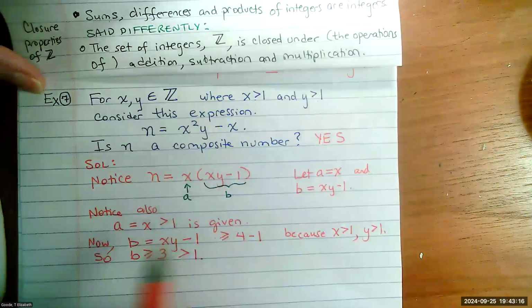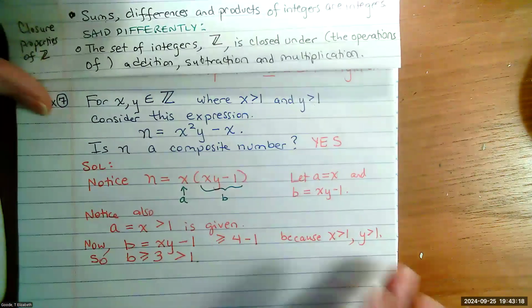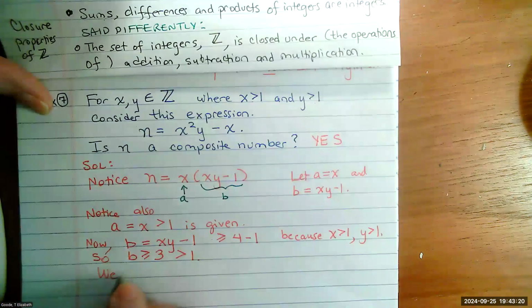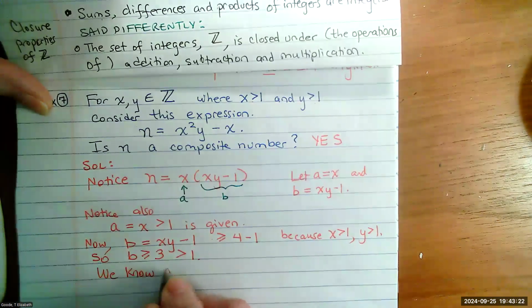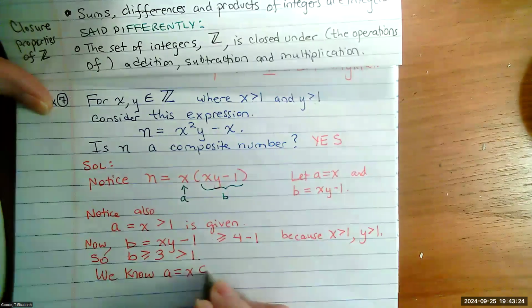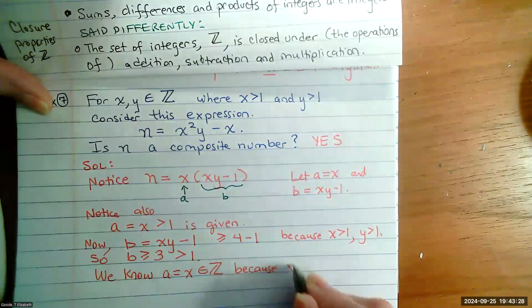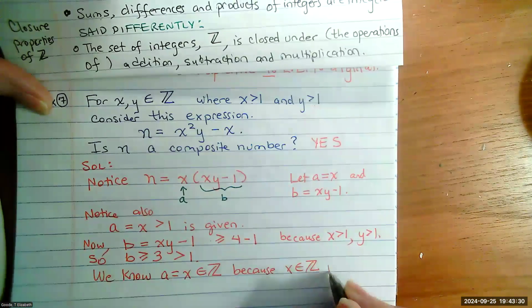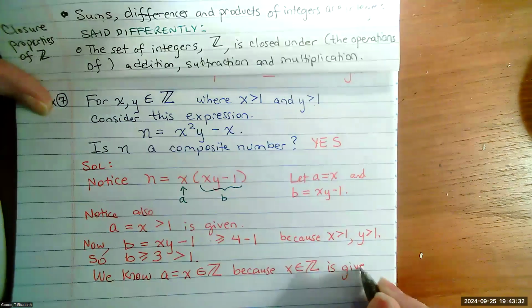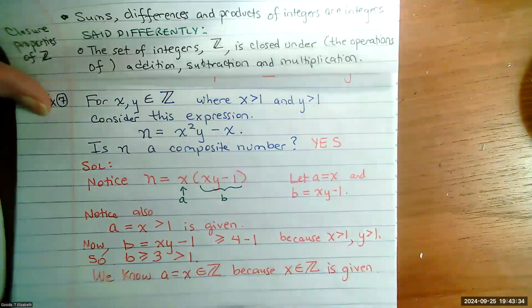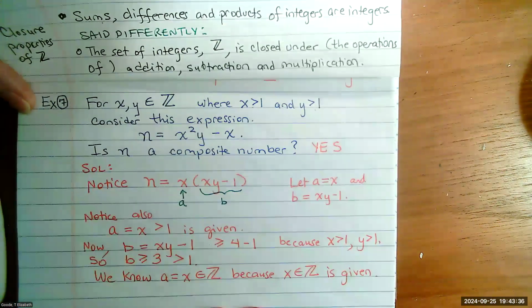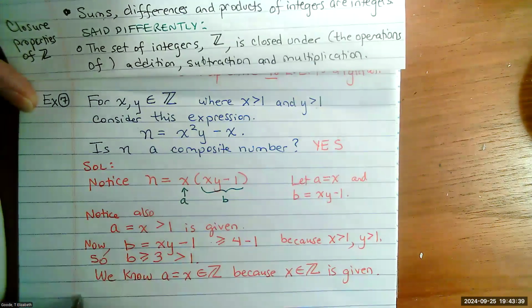Well, listen, we're told A is X and X is an integer. So we know A equal X is in Z because that is given. You know, X element of Z is given. We were told that. All right. But now we got to deal with B.